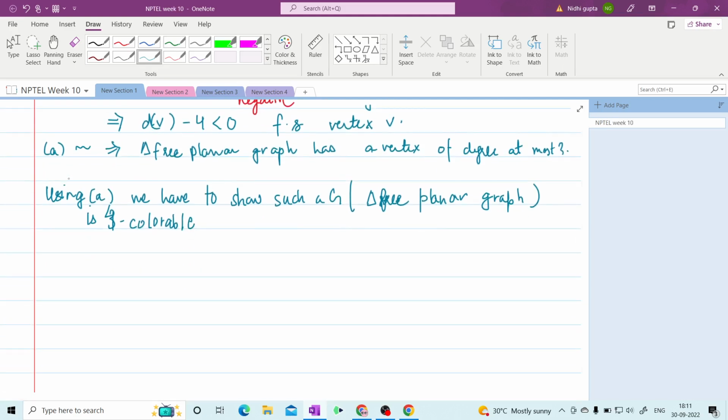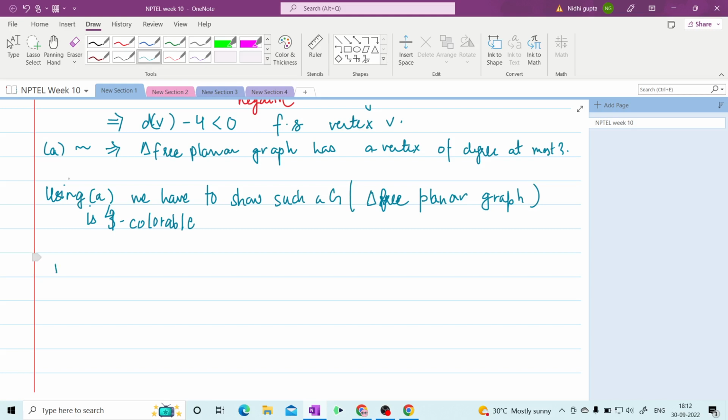In the last tutorial we showed that a planar graph is 5 colorable, and to show that we also used this result that each planar graph has a vertex of degree at most 5. So here also the proof will go similarly. Last time, once we got a vertex of degree at most 5, we used induction. Here also we'll be doing the same. We have now seen that any such graph will have a vertex of degree at most 3, and using induction now we'll show that G will be 4 colorable.